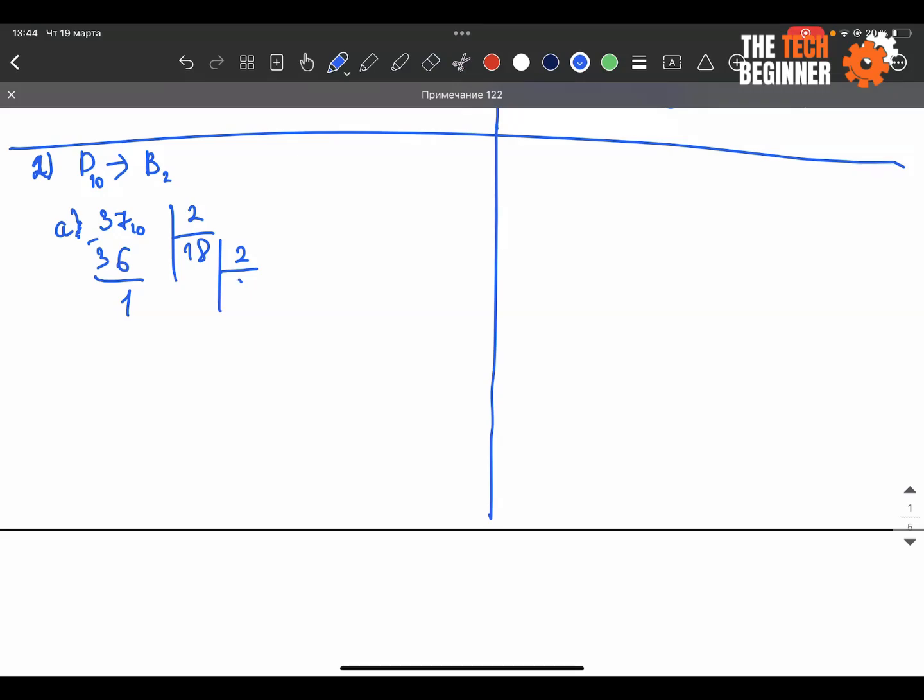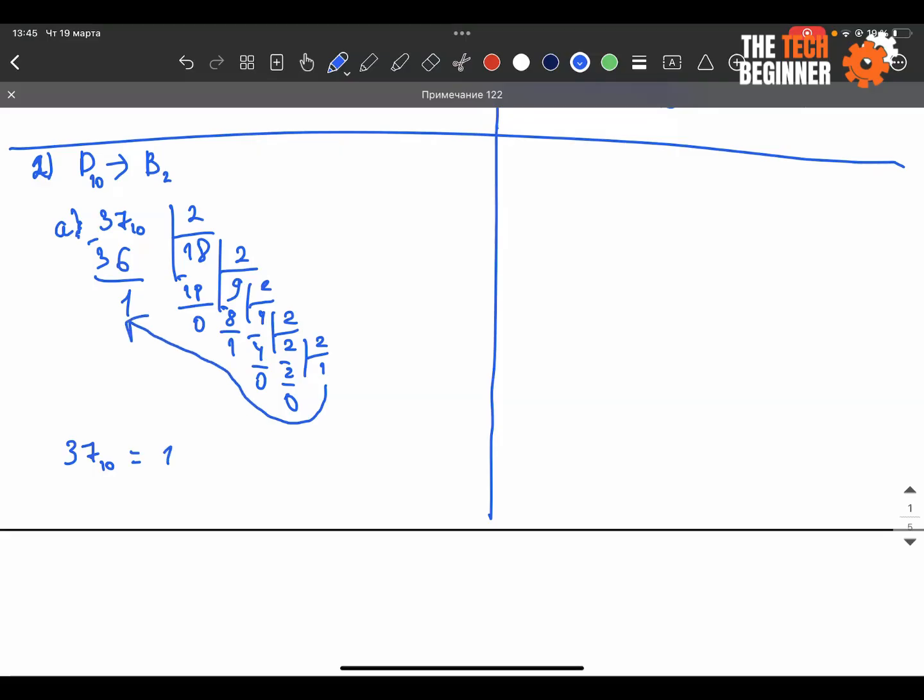So inside 18 we have 9. Normal math here, remainder 0. Then we have 4, 2, 1, 2 times 2, 0. Right here, 1, 0. As you can see, the last number is 1. And now in order to represent 37 in binary, we start from the least significant, which is from the last one to the first one. That is 1. We start here, 1 0 0 1 0 1. So 37 in a binary system looks like 1 0 0 1 0 1.